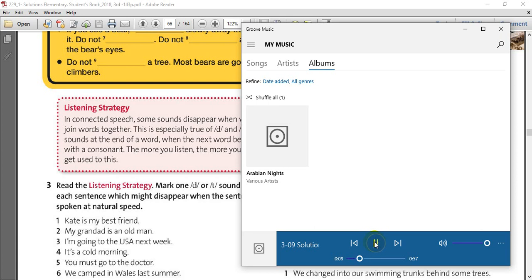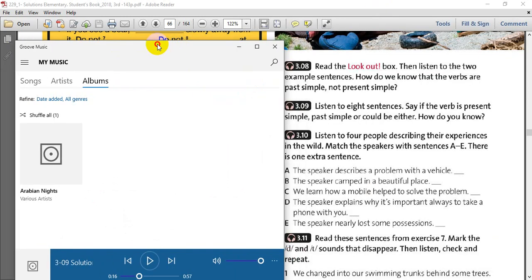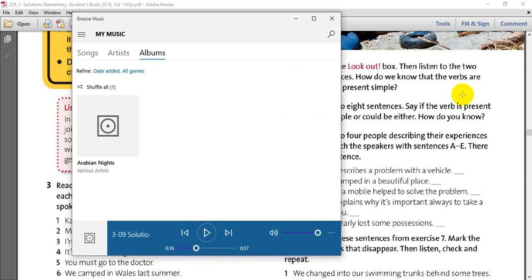Number 2. We both study drama at college. Here it's either, because there is no time reference. Either means neither one nor the other, so it could be present simple or past simple. We have no indication of time, whether it is present or past.